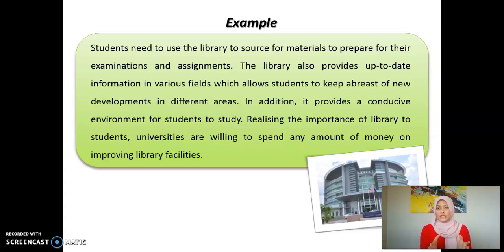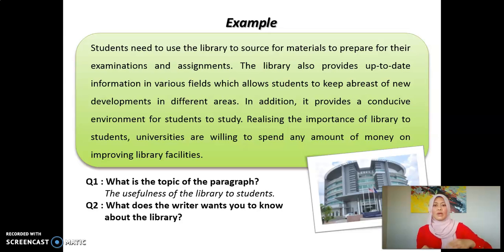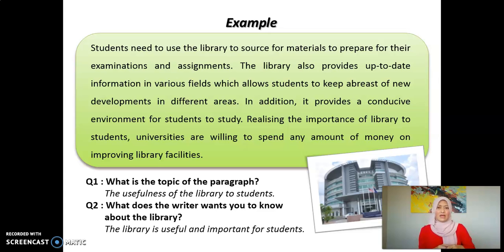So, in order to spot the main idea of this short passage, you need to ask two questions. First, what is the topic of the paragraph? It's all about the usefulness of the library to students. Next question, what does the writer want you to know about the library? Basically, the library is useful and important for students.